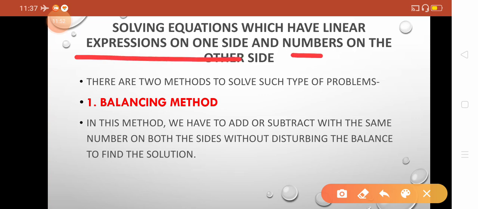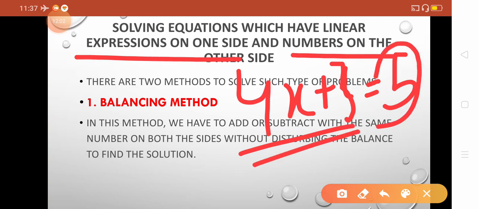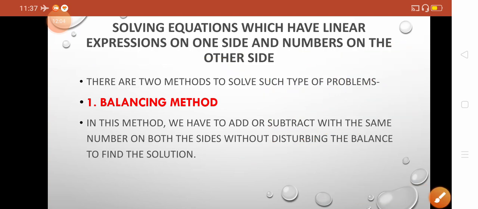So the very first method we use is when there is an expression on one side and a number on the other side. For example, it is written 4x plus 3 is equal to 5. So an expression is on one side and a constant or number is on the other side. So what methods do you have to use? There are two methods to solve such problems. The first one is the balancing method.